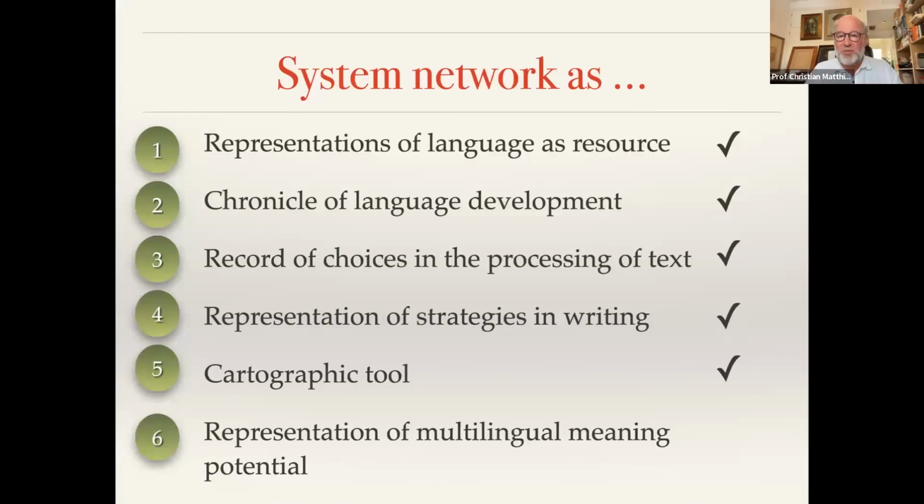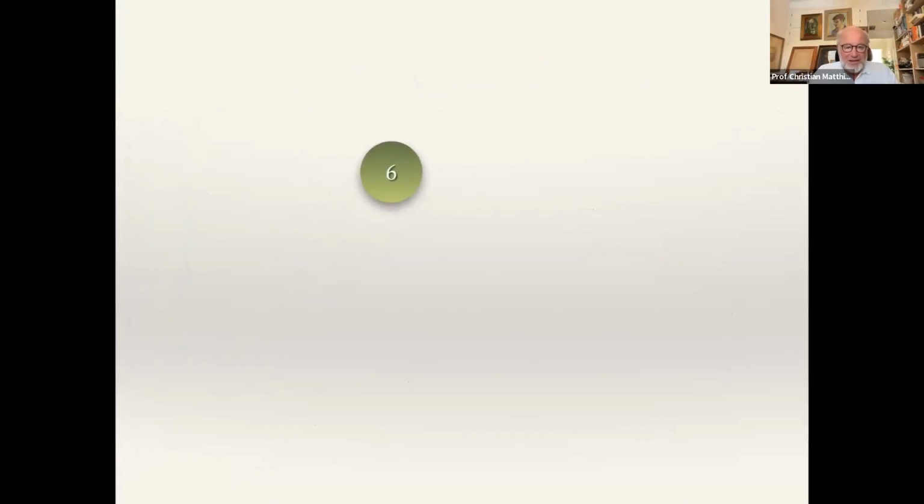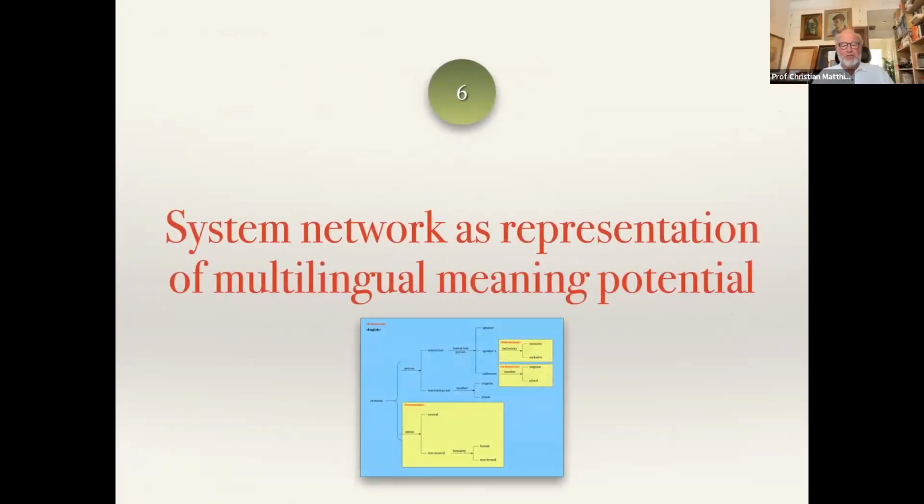So that was system networks as a cartographic tool. That, of course, you can extend by including more than one language. And that's the idea behind using multilingual system networks to represent multilingual meaning potential involving two or more languages. So that's the final step: system networks as a representation of multilingual meaning potential.